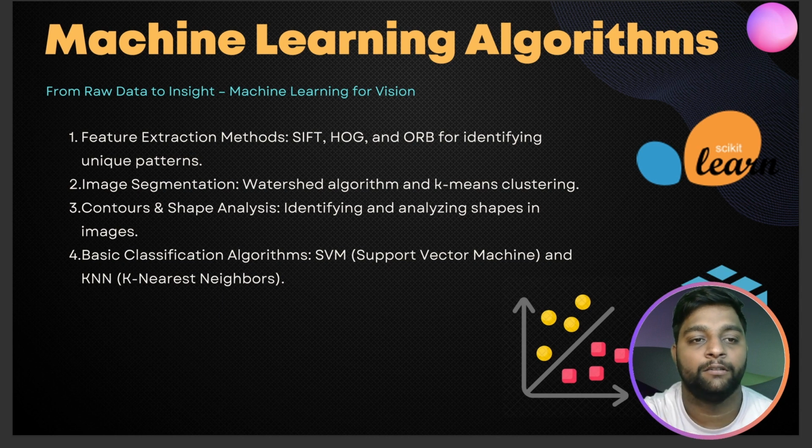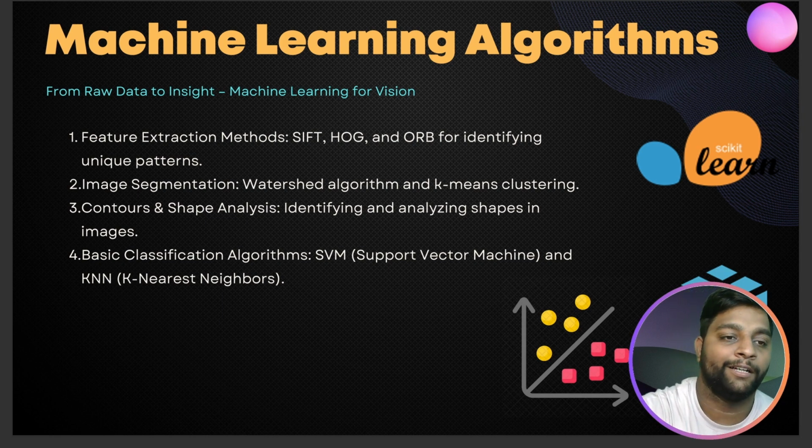Image segmentation: watershed algorithm and k-means clustering. K-means clustering is very important for image segmentation as well as any other segmentation related algorithms. This is unsupervised learning, so you need to know k-means clustering clearly.